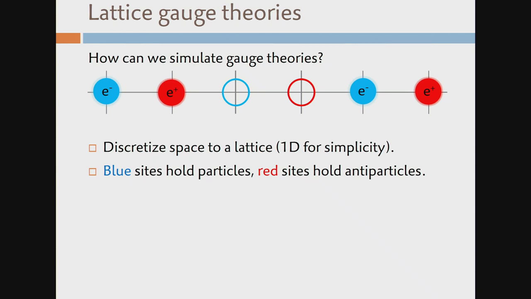On the blue sides, we can either have a particle or no particle, and on the red sides, we can either have an antiparticle or nothing. And this is a discretized version of the actual space that we're looking at. In the limit where we make the spacing of this lattice go to zero, then we recover the continuum version, for instance, Dirac's equation. You have to believe me, go through the math, and you recover quantum electrodynamics in one dimension just by letting the lattice spacing go to zero.